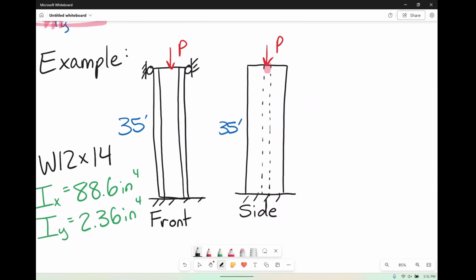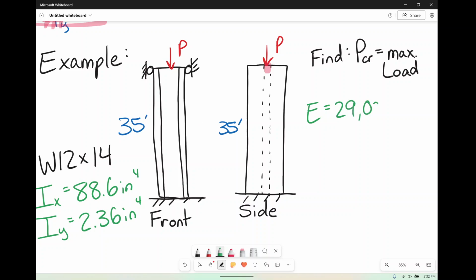So what we want to do for this example is we want to find P critical. That's really not much. They'd call it the maximum load. Right? What's the maximum load you could put on this column? That's all we really want to find. So it's made of steel, right? And we know that steel has a modulus of elasticity of 29,000 KSI. So that's wonderful. So now let's talk about our different directions.